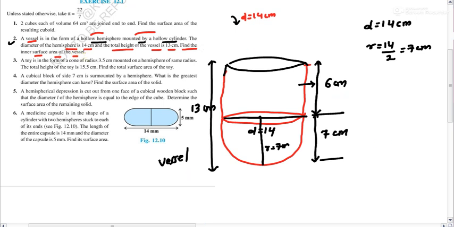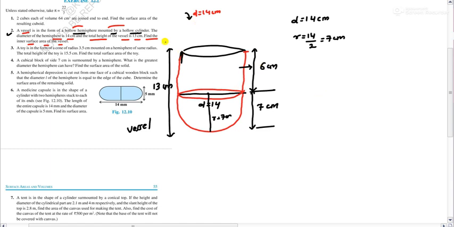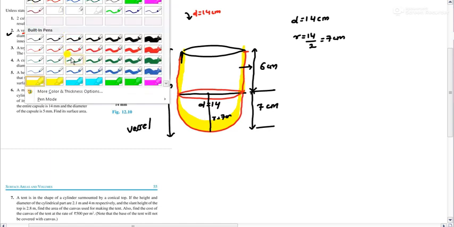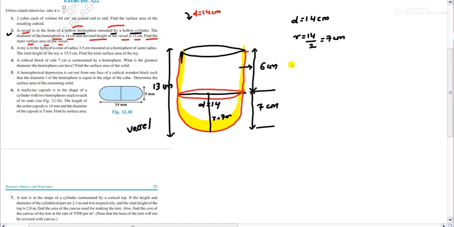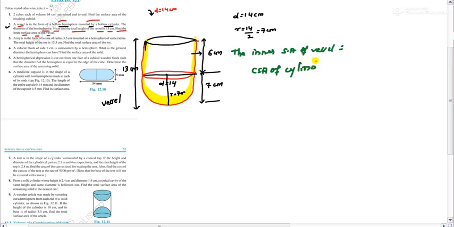So inner surface area we need to find. Inner surface means, let me show it here. It means this part, this which is called as CSA of cylinder, plus this part which is called as CSA of hemisphere, right? So the formula will take this shape. I will write it here like this. The inner surface area of vessel is equal to CSA of cylinder plus CSA of hemisphere. I am writing it in short form. I hope you guys are getting it.